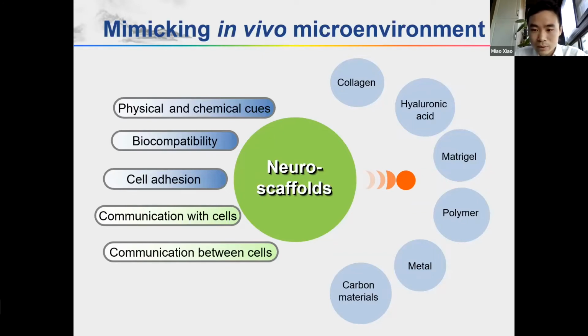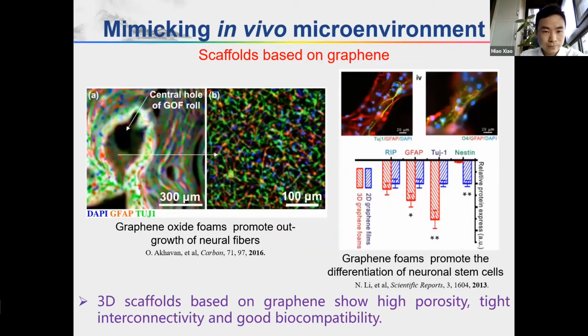So a lot of materials have been used to construct neural scaffolds. The first is natural materials, which we call collagens and Matrigel. However, the natural materials usually present lower mechanical stability. Therefore, polymers and some inorganic materials, especially graphene and carbon nanotubes, usually have outstanding physical properties, and they have been widely used in neural scaffold applications. Here we have 2 examples of graphene's application in neurobiology.